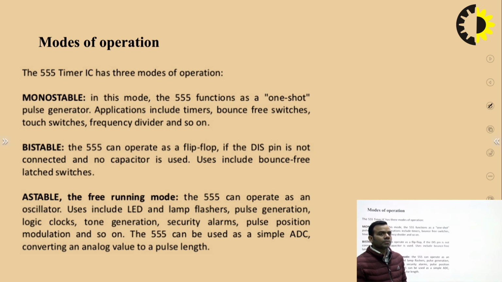In case of monostable, this 555 timer will have only one stable state, while in case of bistable it will have 2 stable states, either both high and low. And in case of astable multi-vibrator, this circuit will not have any stable state and its output will keep on changing from high to low and low to high. That means it will generate a square waveform.